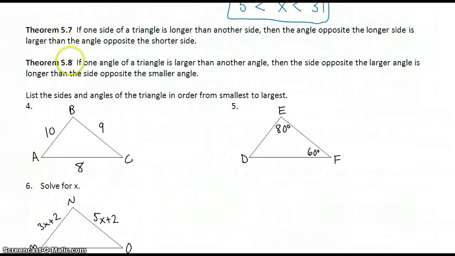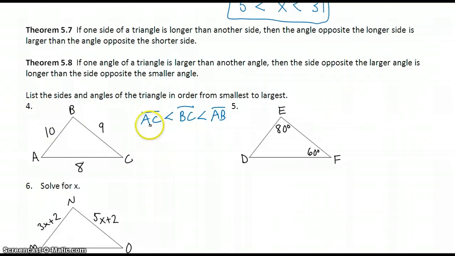Theorem 5.7 and Theorem 5.8 tell me how the sides and angles of a triangle relate to each other. If I look at example number 4, AC is the shortest side in my triangle, followed by BC, followed by AB. Notice this triangle, just like examples 1 and 2, are not drawn to scale. Trust the way the triangle is labeled, not the way it looks.